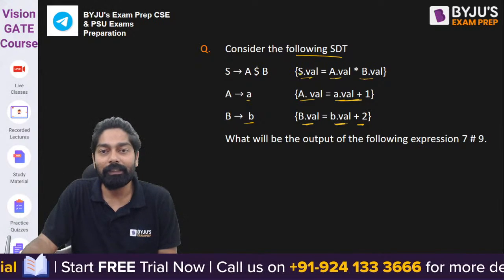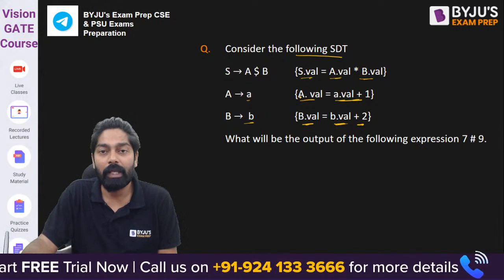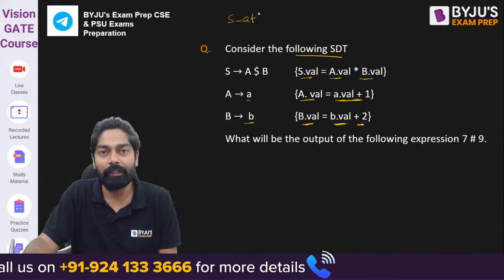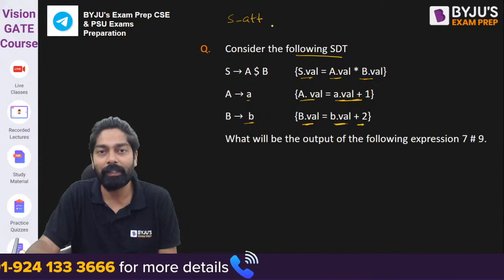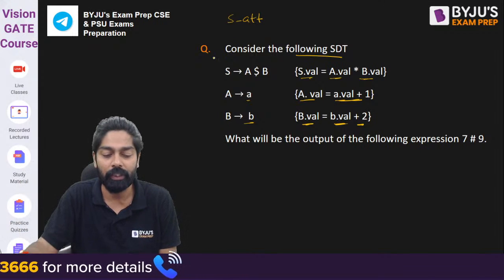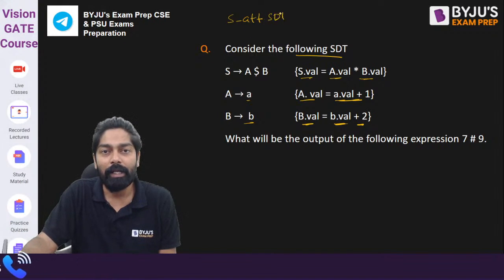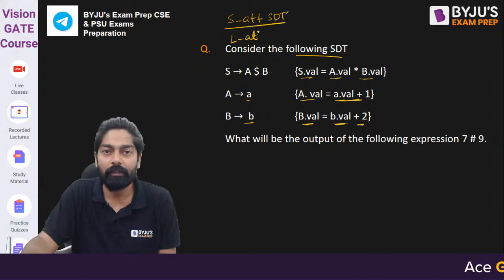So see clearly, S value in terms of their children, A value in terms of their children. It is nothing but S attribute SDT, you can say. And the semantic rule has been written at the end of the production on the right hand side. So it is S attribute SDT, and if it is S attribute SDT, it is also L attribute SDT.